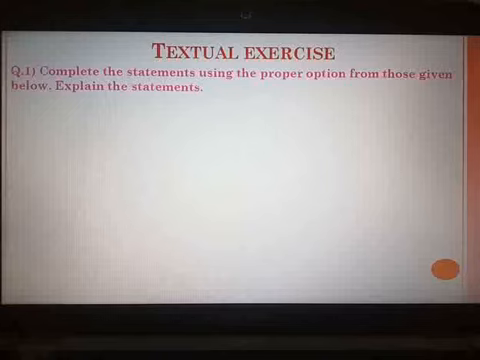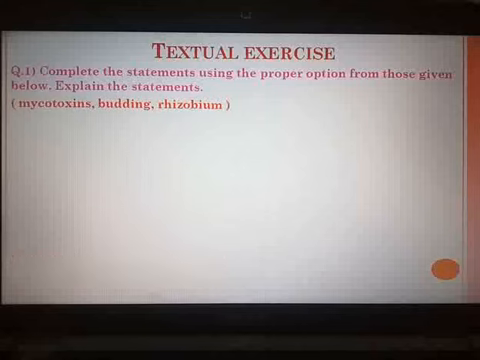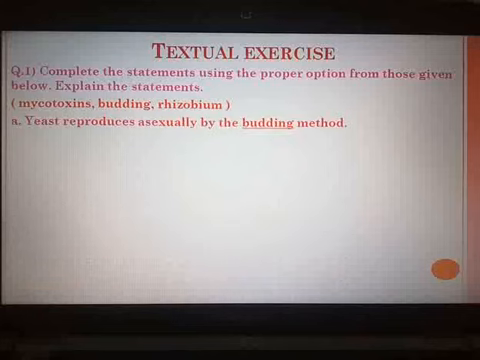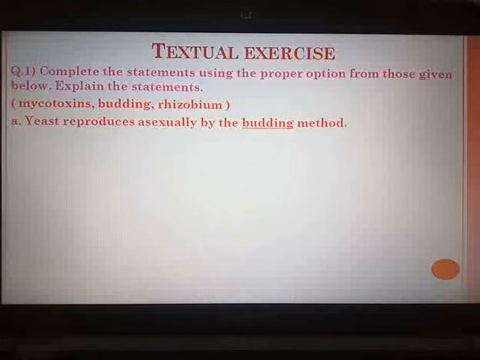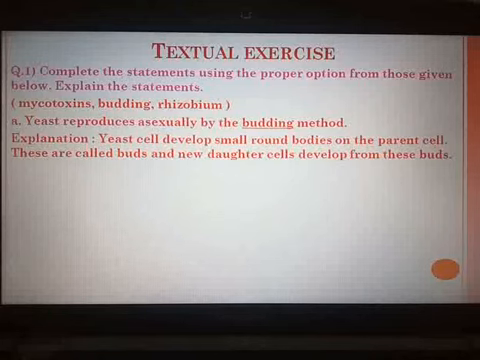Here you don't have to just fill in the blanks, but whatever answer you are giving, whatever option you are selecting, you have to give the explanation. The options are given in the bracket: mycotoxins, budding and rhizobium. Let us see the first one. Yeast reproduces asexually by budding, just now we have discussed when we studied about yeast. This explanation you can mark in the textbook on page number 90. Page number 90, you can see figure 8.3, yeast cells.